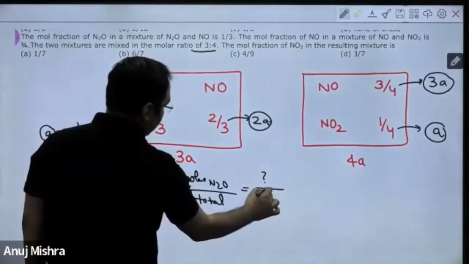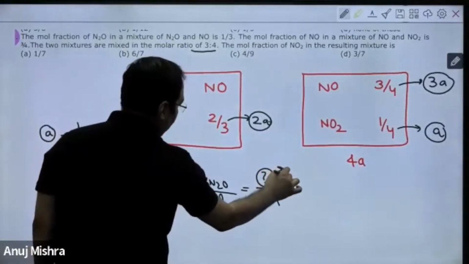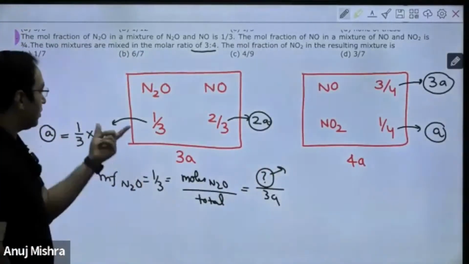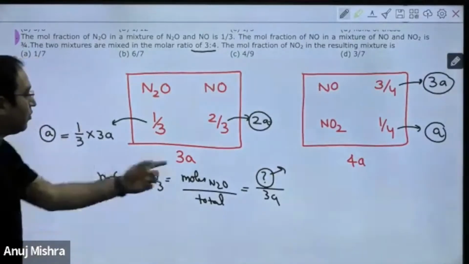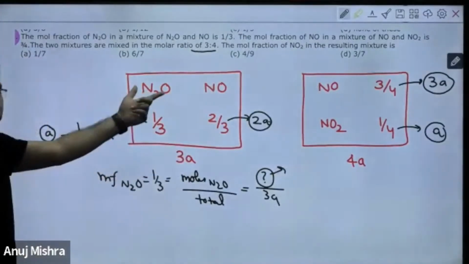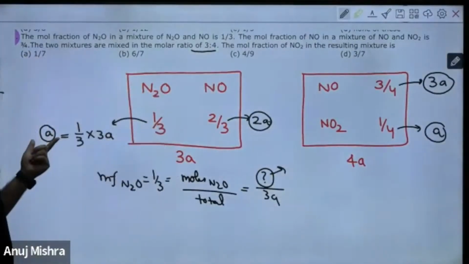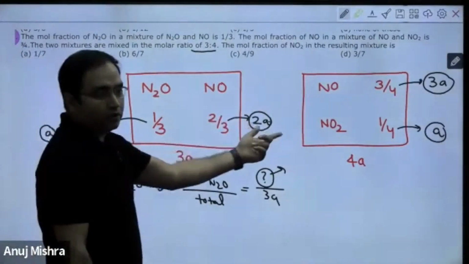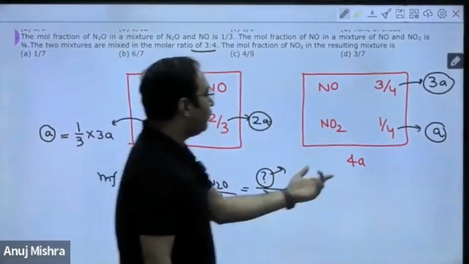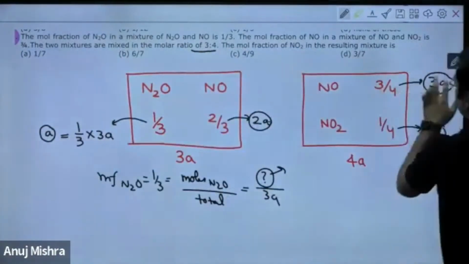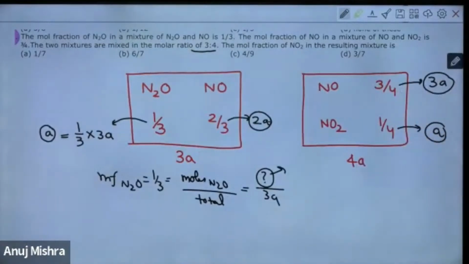Yes, sir. How many moles of N2O do you have? You have to find that. How many total moles are there? 3A. So what will its value be? 3A into 1/3, which is how much? A. 3A ka 1/3 is N2O. What is 3A ka 1/3? A. 3A ka 2/3 is what? This number. Similarly, 4A ka 3/4 is 3A and 4A ka 1/4 is A.